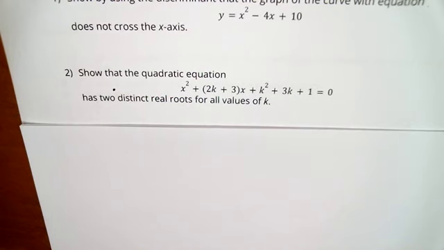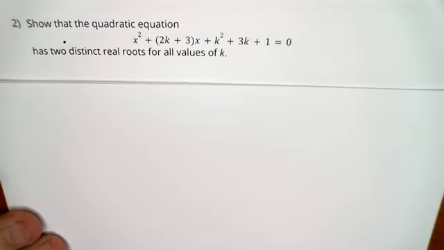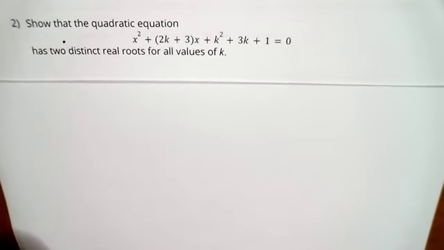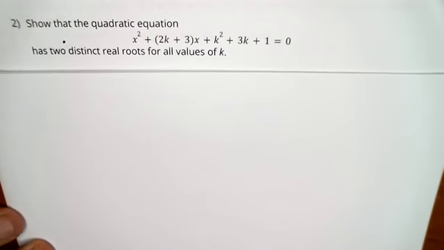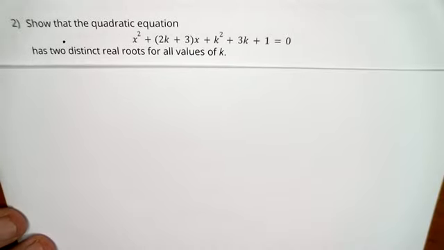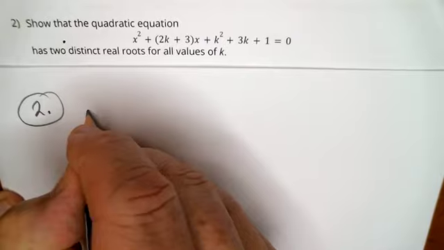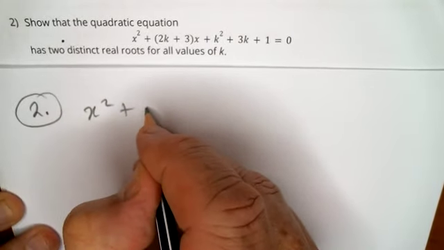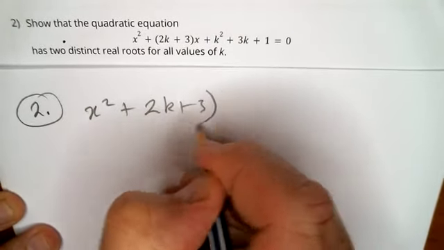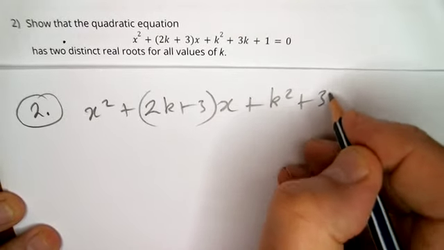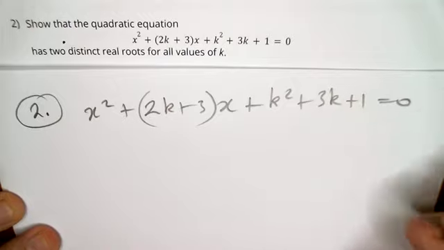My next discriminant question says, show that the quadratic equation, which is this one here, has two distinct real roots for all values of k. So again, we're going to be using the discriminant to find out whether that's the case. So I'm going to write out the equation. So it's question 2. Here we go. And it's going to be x squared plus (2k plus 3)x plus k squared plus 3k plus 1 is 0.